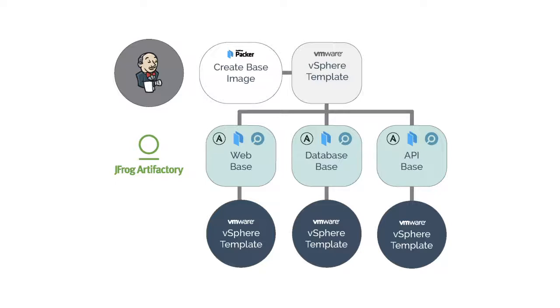From our base vSphere template, we were able to create images for templates for the web, database, and API base levels. So the web base level only had the things on it that web servers needed, and the database only had things on it that the database needed, and they all had the core things like the monitoring tools and that sort of thing that all of the templates needed. So this actually worked out really well.